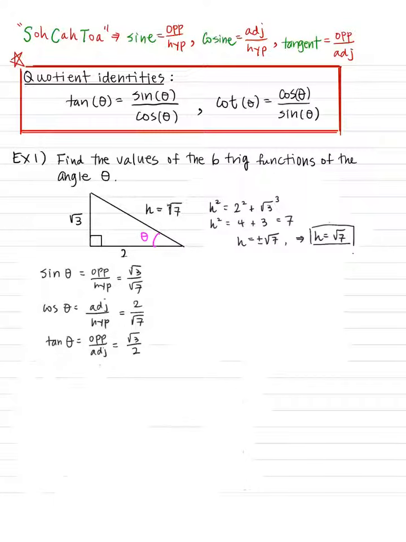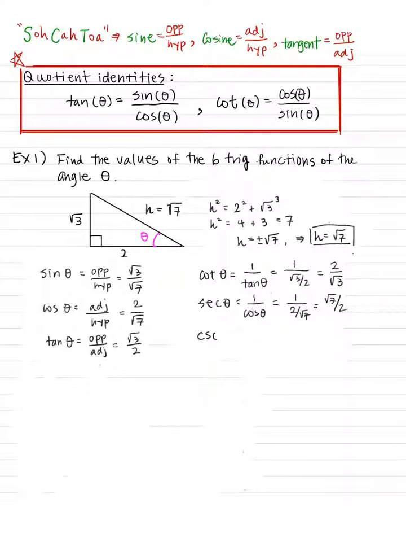Now let's go with the cotangent. Cotangent is what? 1 over the tangent. So which is, what was tangent? So it's 1 over the square root of 3 over 2. So this is what? 2 over square root of 3. And secant of theta is 1 over cosine, which is 1 over cosine was what? 2 over root 7. So this is root 7 over 2.